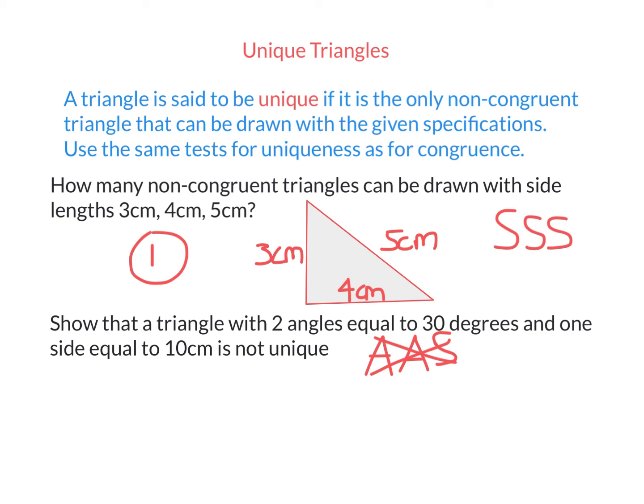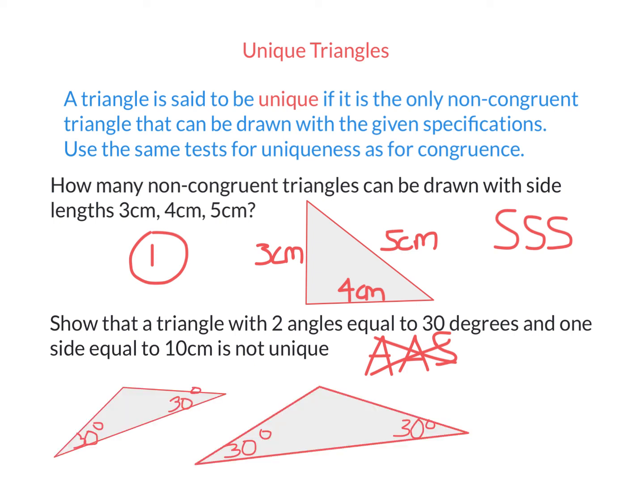So let's draw two triangles with these specifications. So here I've drawn two triangles that have two angles equal to 30 degrees. Of course, because they have two equal angles, they must also have two equal sides. But the thing is, the 10 centimeter side could be here, the longest side of the triangle, or it could be here and be the shortest side of the triangle. There are two options. It can be opposite the 30-degree angle or opposite this, which would be 120 degrees.